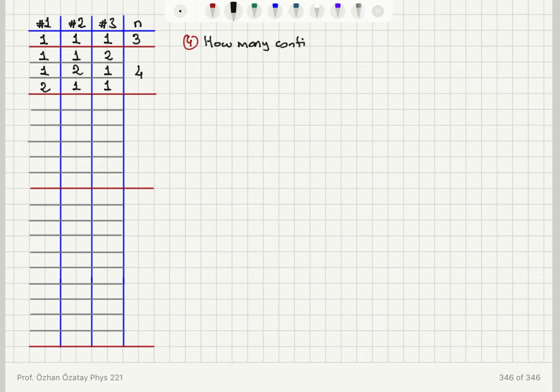So how many configurations will give n equals 5? Basically, I'm checking what I'm doing with combinations by looking at this table. In order to get n equal to 5, if I have 1 in the first die and 1 in the second die, then the third one has to be 3. And this 3 can travel around, so it can be the first die, second die, or the third die.